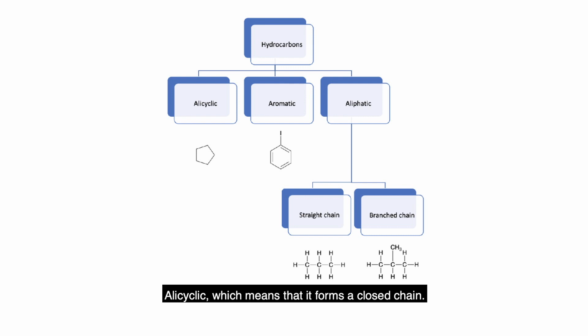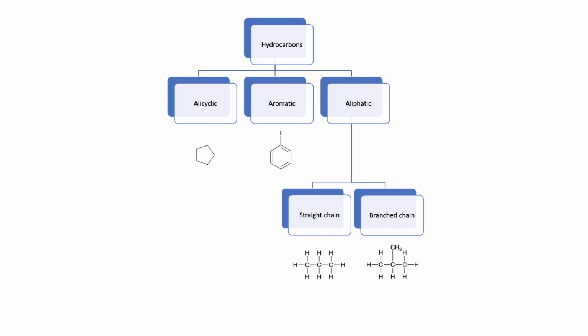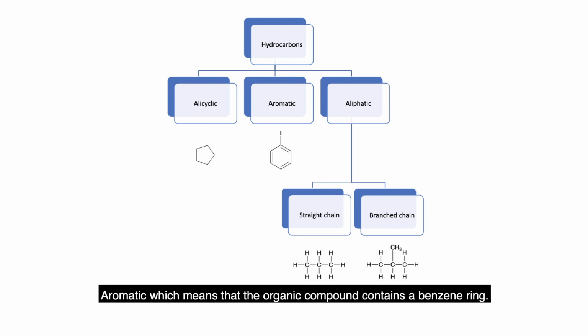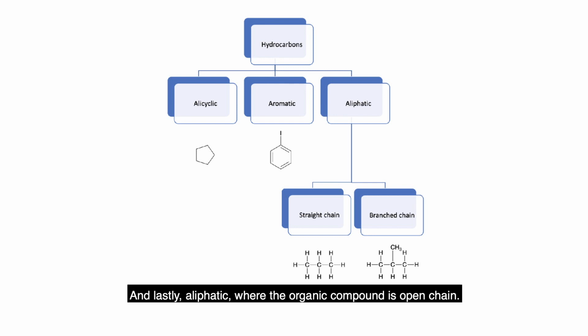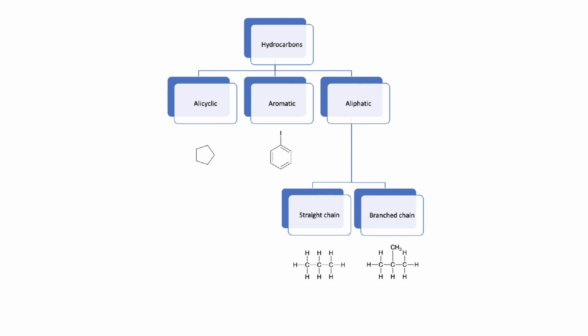Alicyclic, which means that it forms a closed chain. Aromatic, which means that the organic compound contains a benzene ring. And lastly, aliphatic, where the organic compound is open chain. Under aliphatic, there are two other subcategories: straight chain and branch chain.